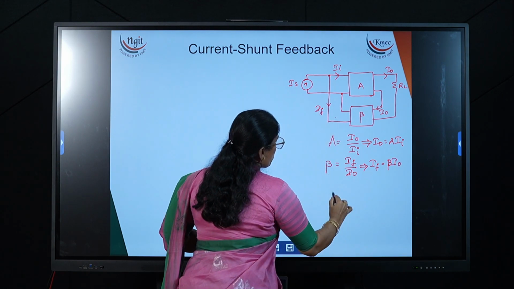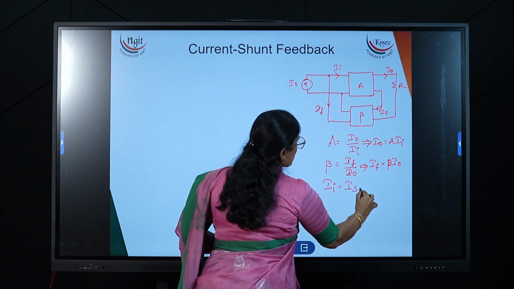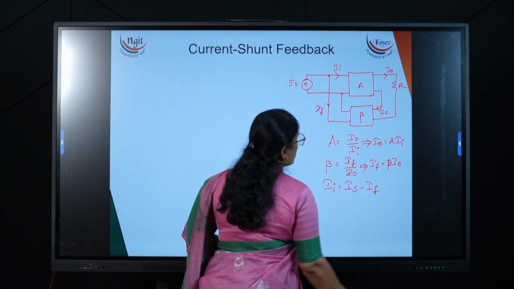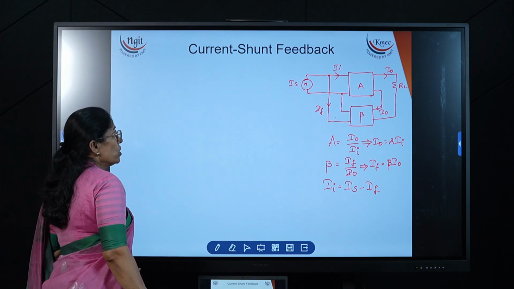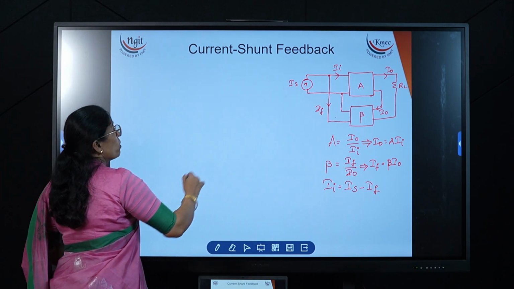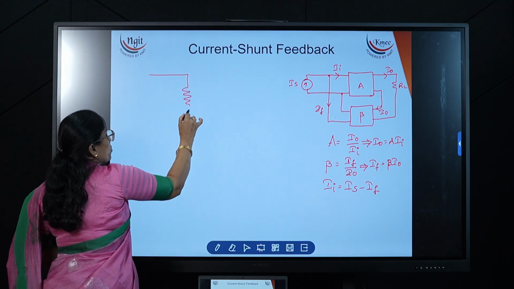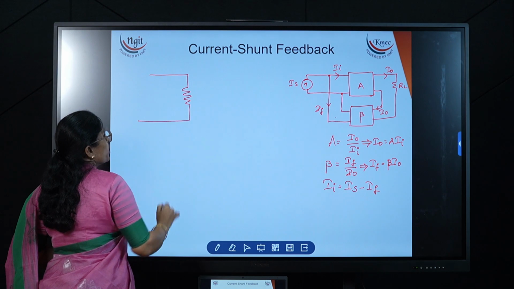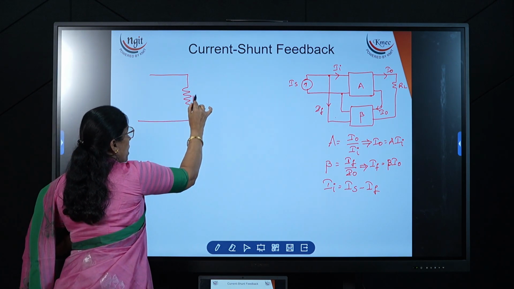Now what is the input expression? II is equal to IS minus IF, because of the negative feedback we need to subtract the feedback signal from the input source. Now if I draw the equivalent diagram for the amplifier, whatever is the input source, we have to represent the input with only a single resistor. That resistor name is Ri.